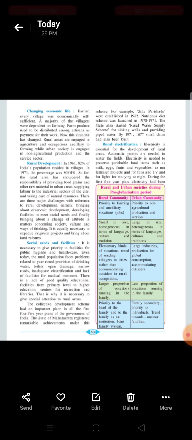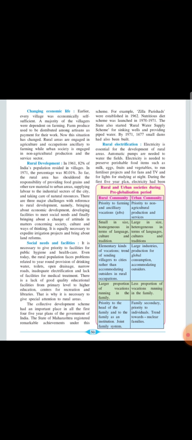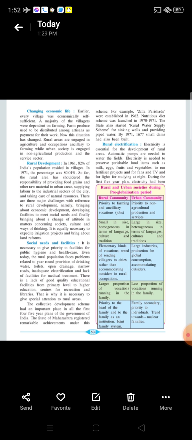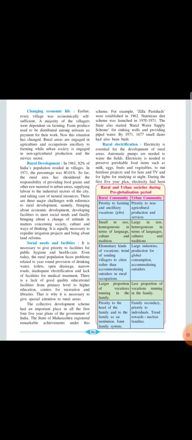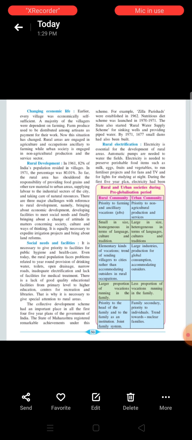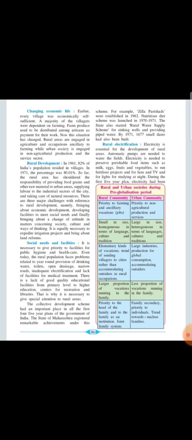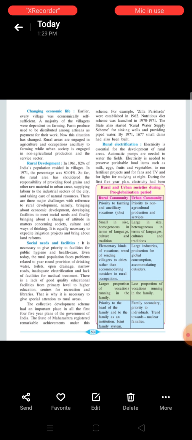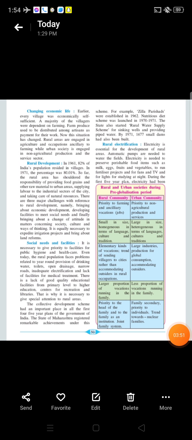The collective development schemes had an important place in all the first four five-year plans of the governments of India. The state of Maharashtra registered remarkable achievements under these schemes. For example, Zilla Parishads were established in 1962. The Nutritious Diet Scheme was launched in 1970 to 1971. The state scheme. Okay, children.